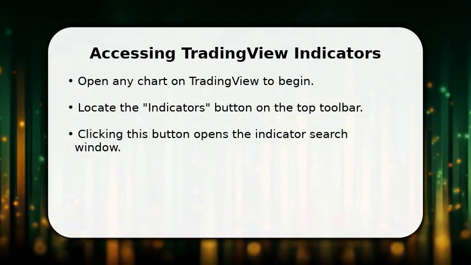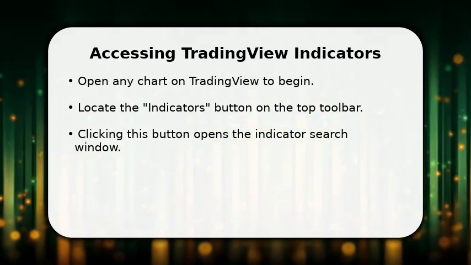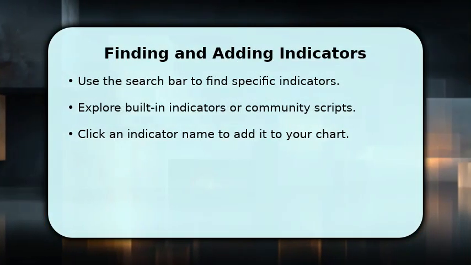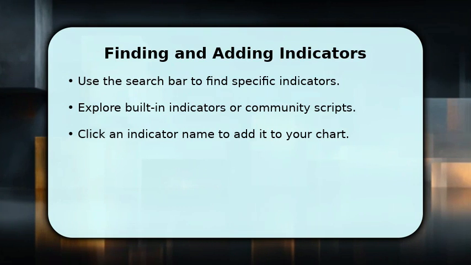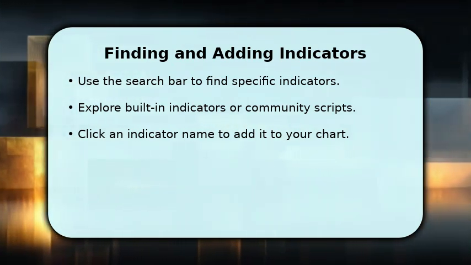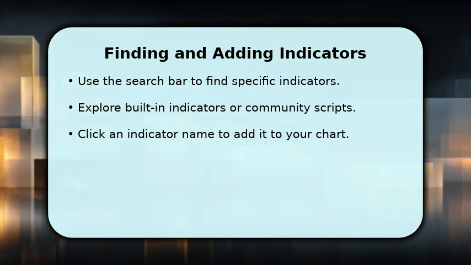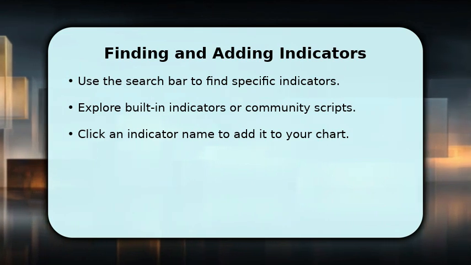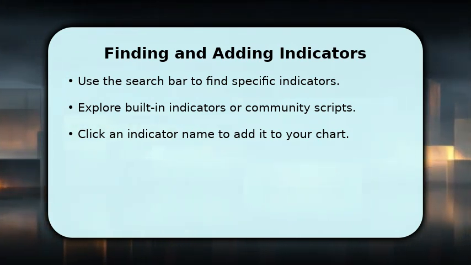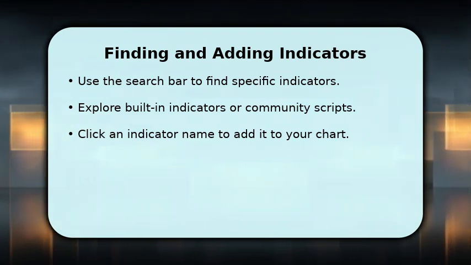Clicking this button will open a new window, providing you with access to a vast library of analytical tools to enhance your trading analysis. Once the indicator window is open, you will see a search bar at the top. Type the name of the indicator you are looking for, such as Moving Average or RSI. You can browse through hundreds of built-in indicators or explore thousands of community-created scripts. Simply click on the indicator's name, and it will instantly appear on your chart, ready for analysis.